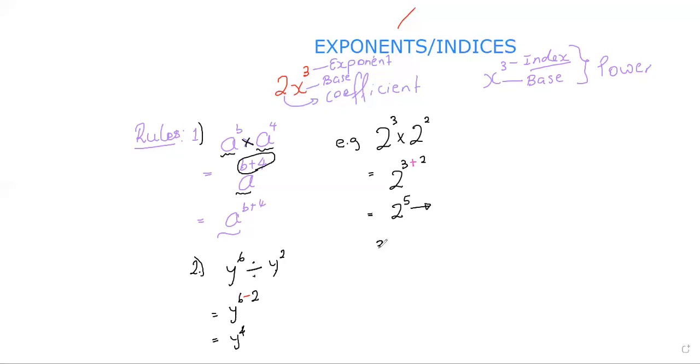And rule 3 is called the power law. If you have a y to the exponent n, this is equal to a to the n, y to the n.